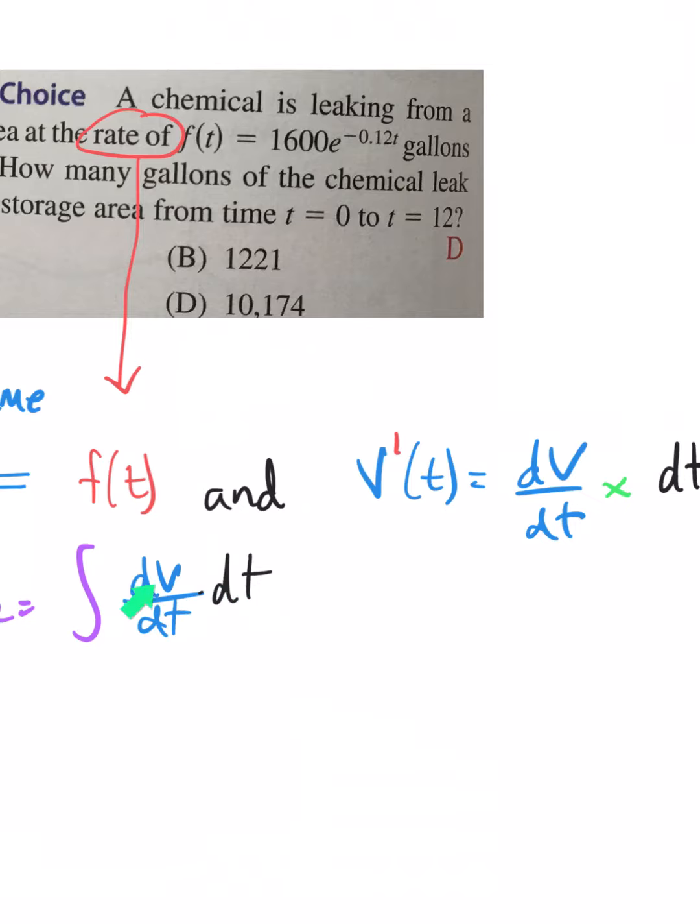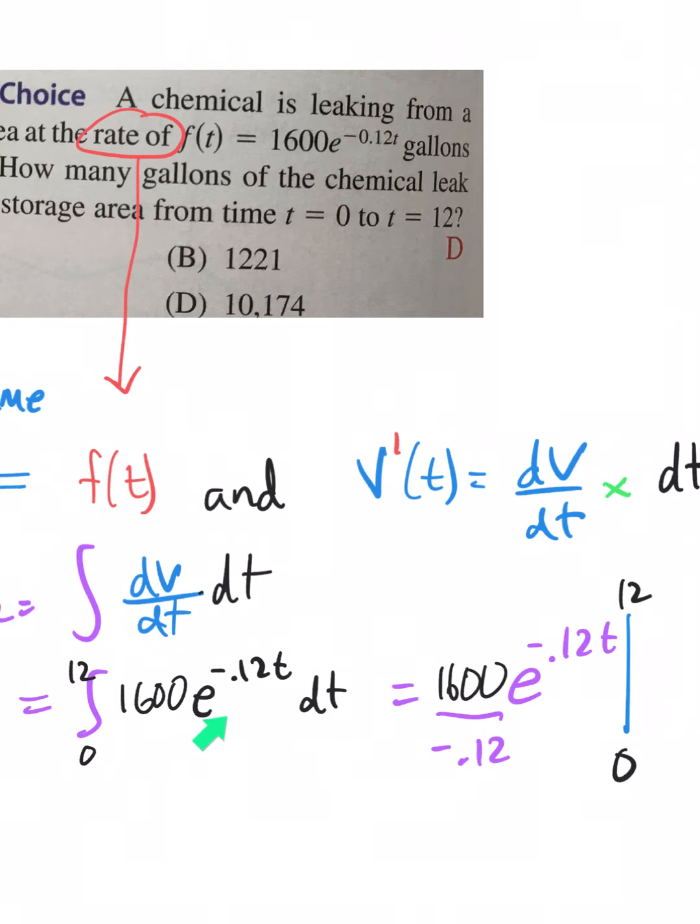And if we multiply these, we get a bunch of rates times times, which is the total change in volume. If we accumulate all of those changes, we get the total net change. So our answer to this question is going to be the definite integral from time 0 to time 12 of the rates times change in time, the f of t's times dt.